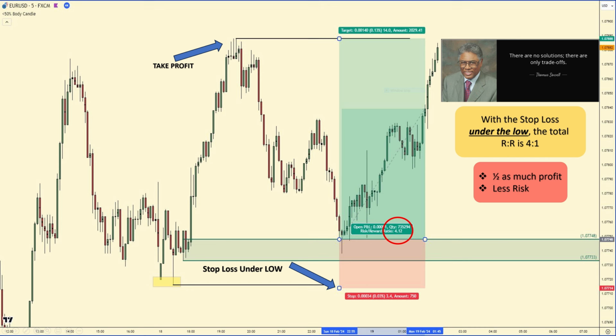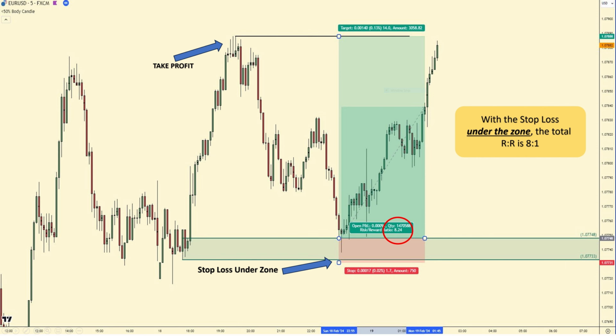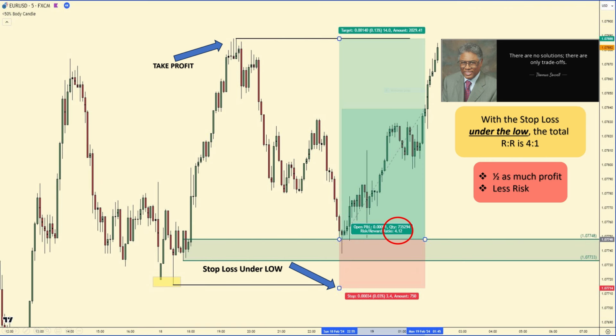So with the stop loss under the low, in this situation, the risk to reward is 4-1, and that's really, really good. But that is half as much profit as the previous slide that I showed, where the stop loss was under the zone and the total risk to reward was actually 8-1. So it's okay if you want to have a wider stop loss, but remember, it just means that you're going to have less profit. But yes, it is less risky. So it's all going to depend on how you deal with things emotionally and if you can handle having more risk with a tighter stop loss.